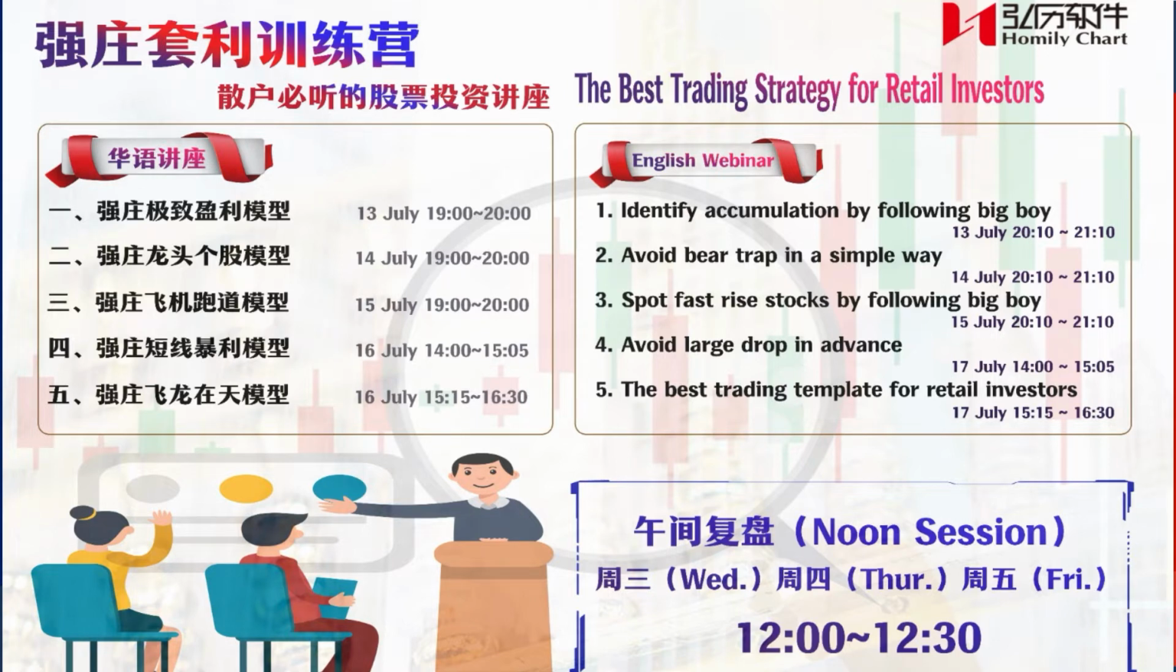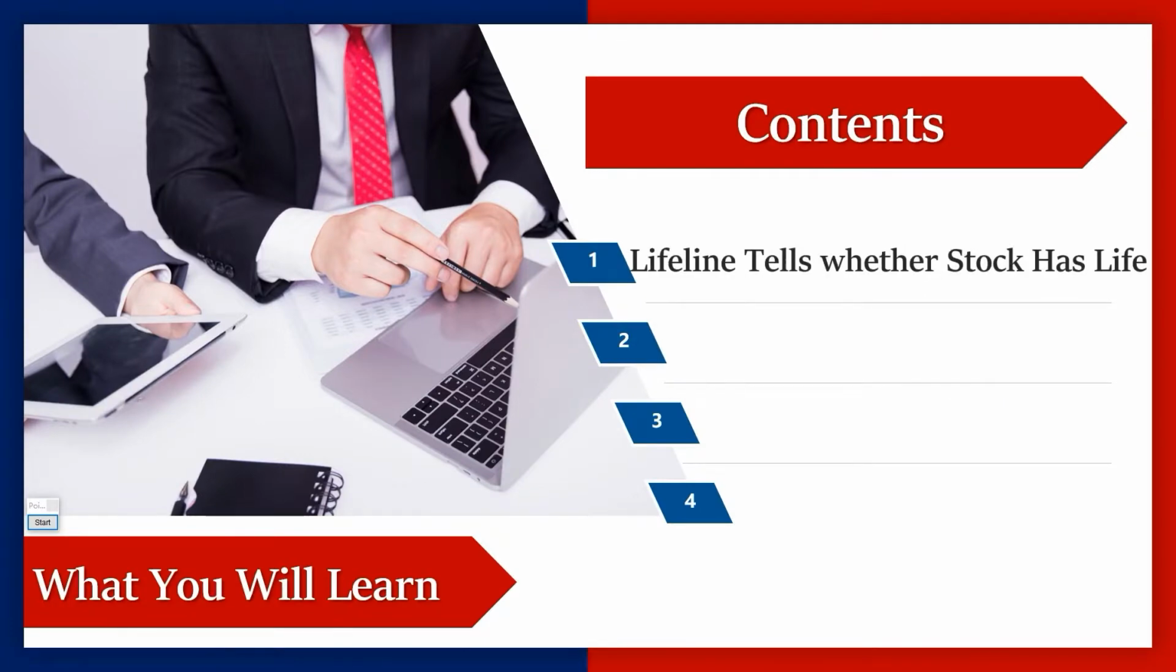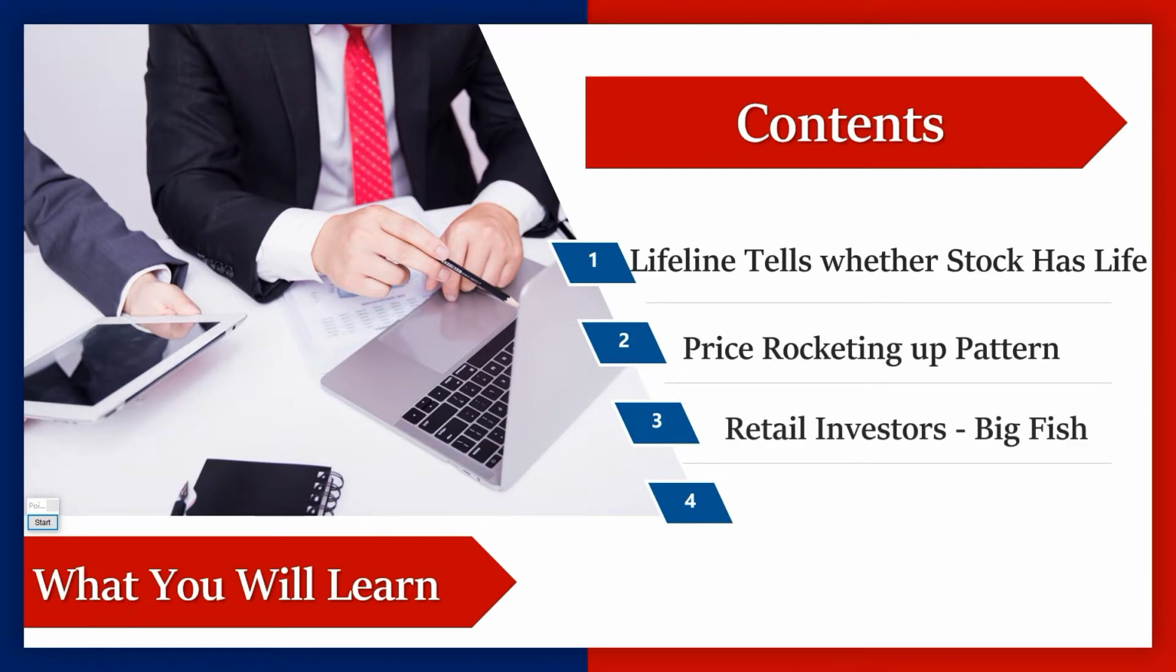My name is Terry and today I will share with you how to take right of price rocketing up. So today our main contents: the first one, Lifeline tells whether the stock has life or not. The second part, the price rocketing up pattern. And the third part, how to identify retail investor and big fish. The fourth one, we use MA moving average combined with multi-color dragon.